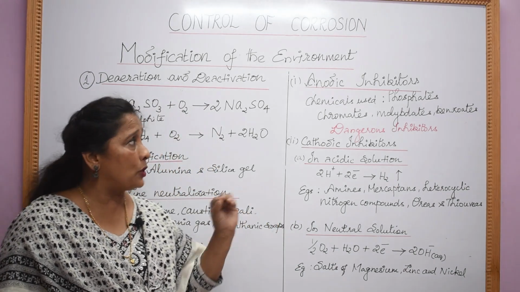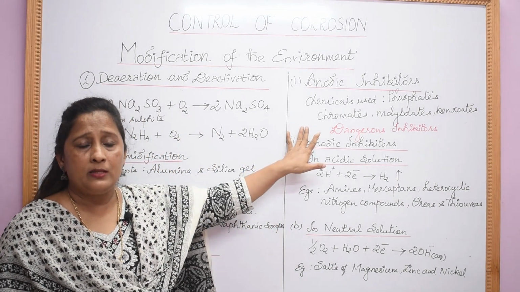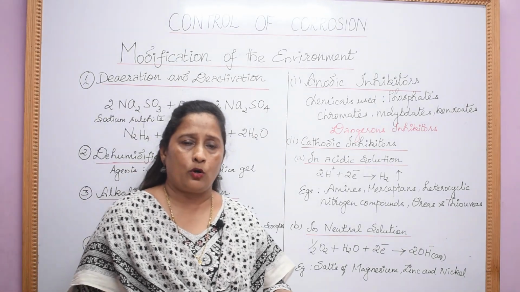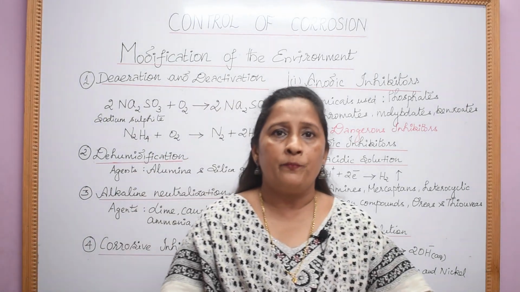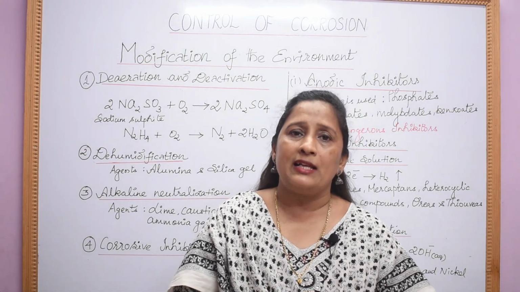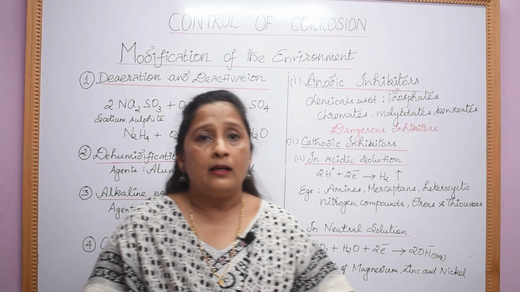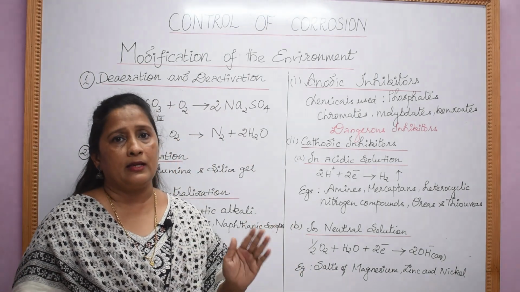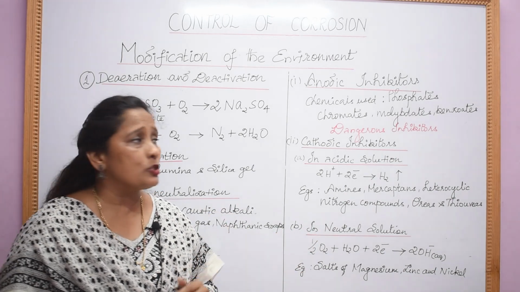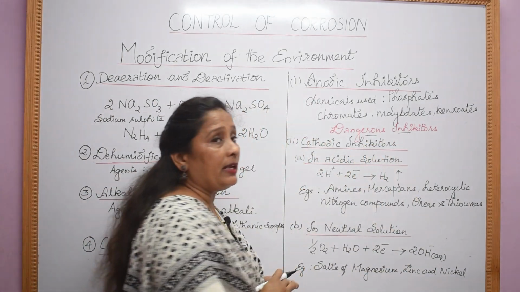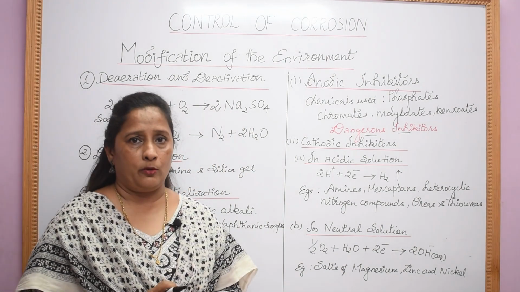But there is a drawback with these anodic inhibitors, because when they are added to the corrosive environment, they form a protective layer. And if the protective layer formed is not proper, and if there is any crack in between, then severe corrosion will happen. Therefore, anodic inhibitors are called dangerous inhibitors.